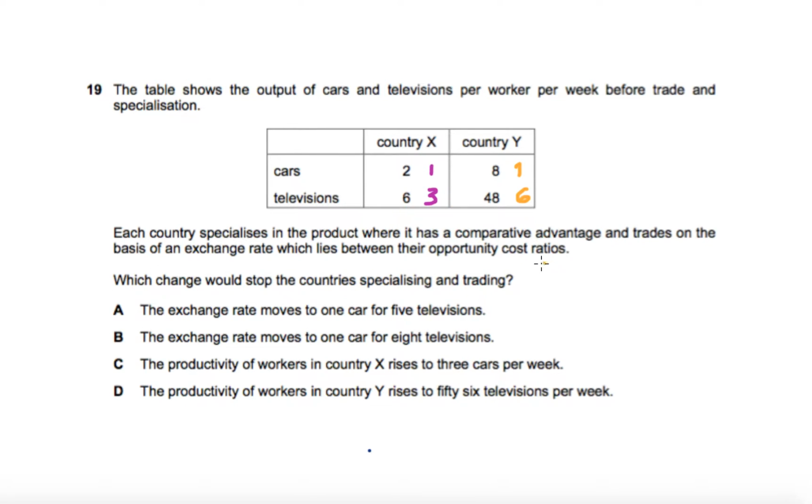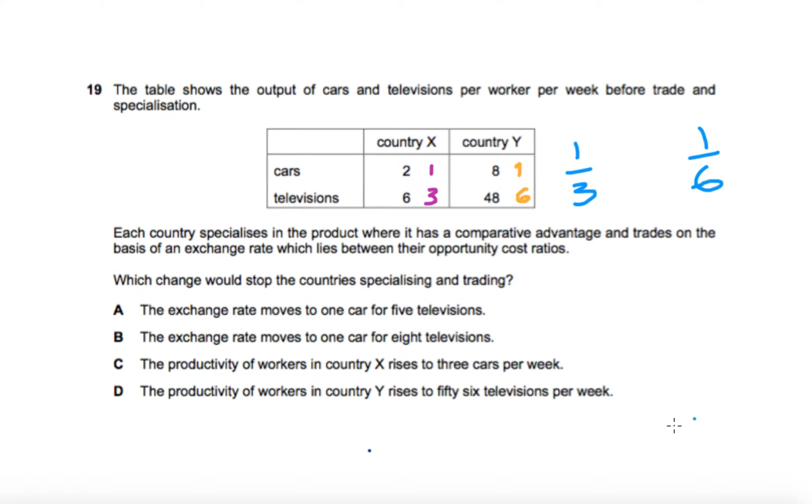The question says that they trade on the basis of an exchange rate which lies between the opportunity cost ratios. So that means that the exchange rate has to be between 1 over 3 and 1 over 6. So let's write this here. The exchange ratio has to be between 1 over 3 and 1 over 6.